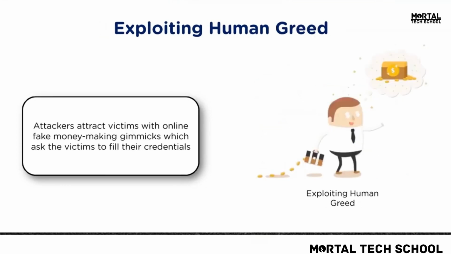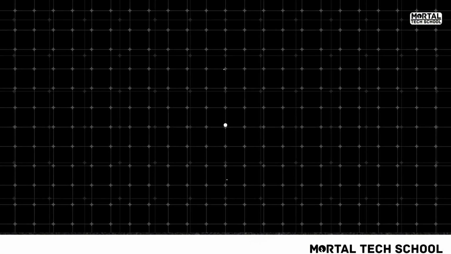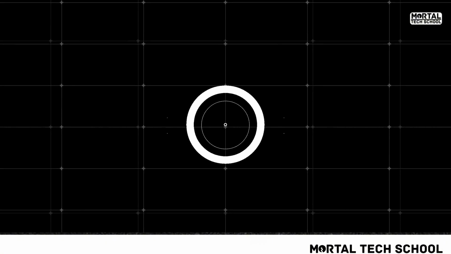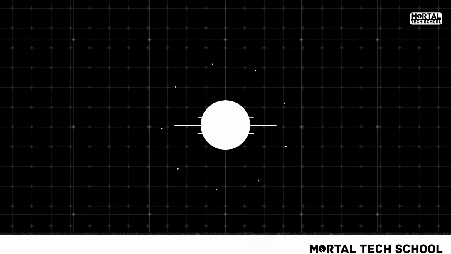Then exploiting human greed. We just talked about the Nigerian frauds and the lotteries, those kinds of attacks, the fake money-making gimmicks. Now, basically, this is where you prey upon the person's greed kicking in, and they are clicking on those links in order to get that money that has been promised to them in that email.